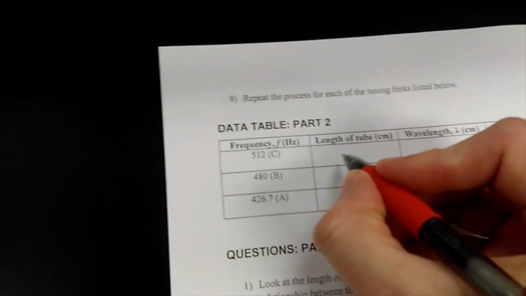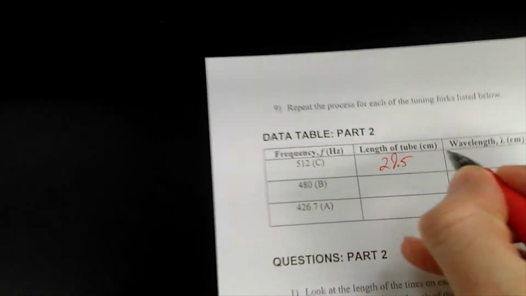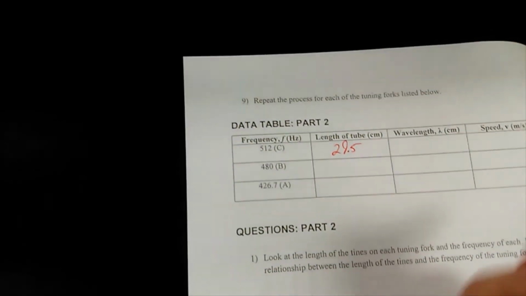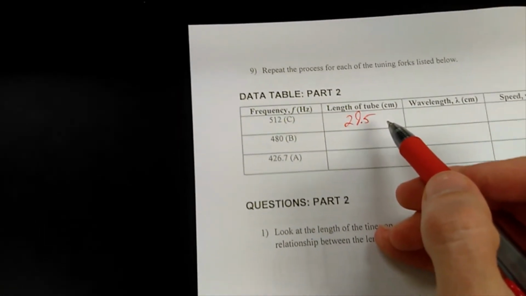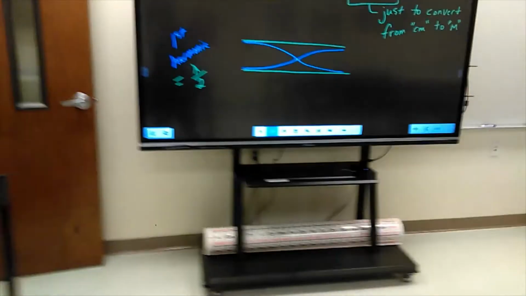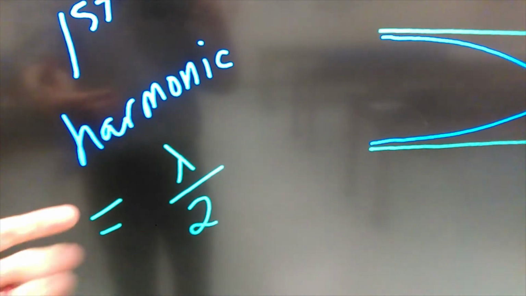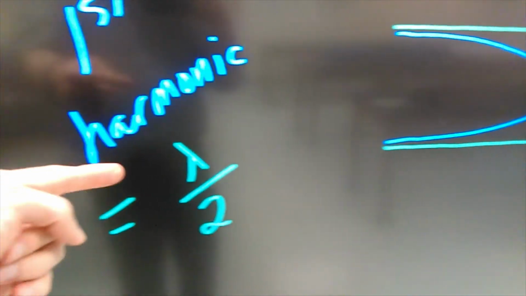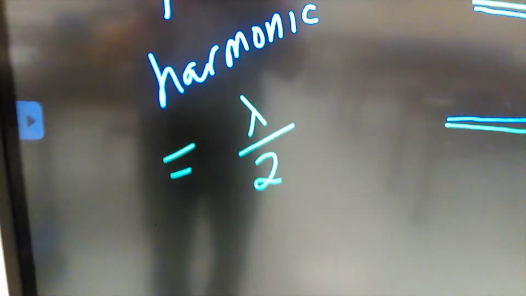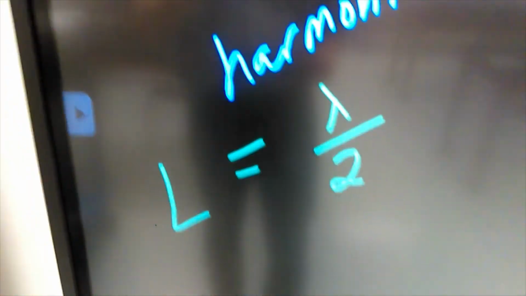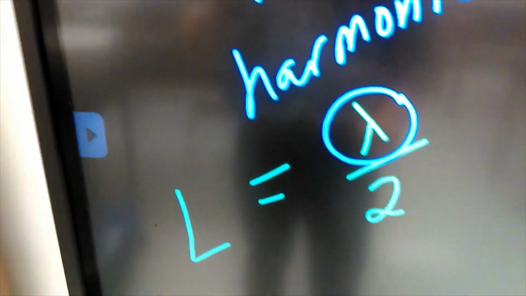29.5 centimeters. So as I come over here, the length of this tube for using the C, 29.5 centimeters. Now once I know that length of the tube, again, what's happening here is I have half of a wave inside that tube. So if I want the entire wavelength, what I need to do is take the length that I just measured and multiply it by 2 right here. Right, so what we're really saying is the length of the tube is half of a wave. We want to get the wave all by itself, so we're multiplying by 2.